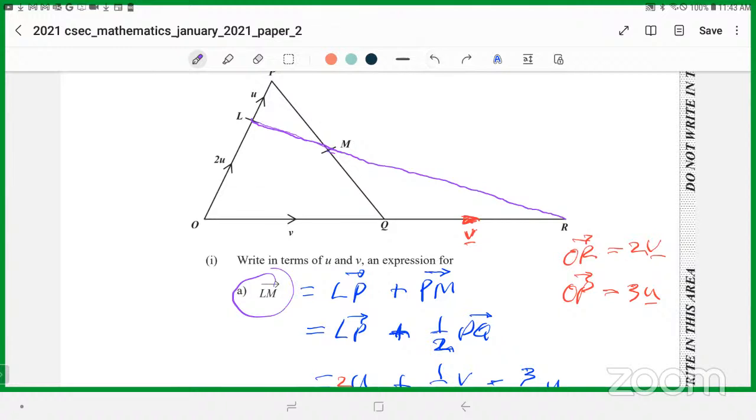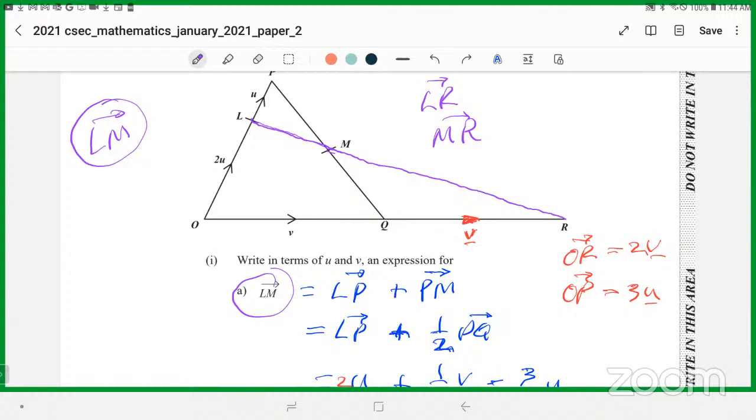So since you already have LM, you are either going to use LR or going to use MR. Which one is easier to find? We need LR or we need MR, because we already know that we're going to use LM. Which of these 2 vectors is easier to find? LR or MR? Which one?